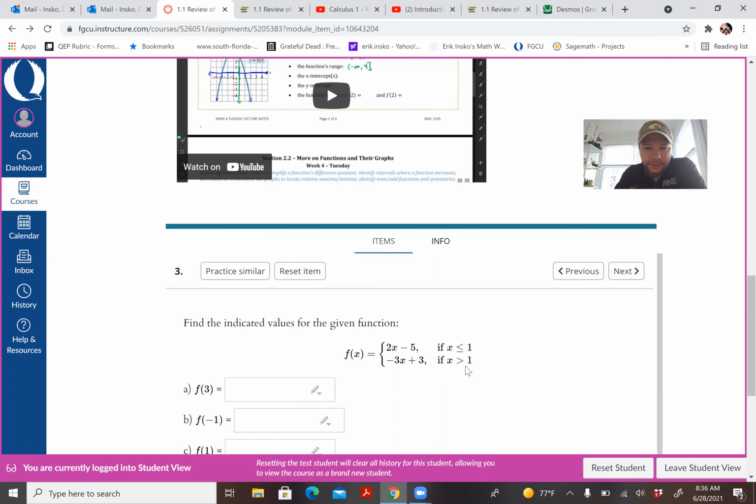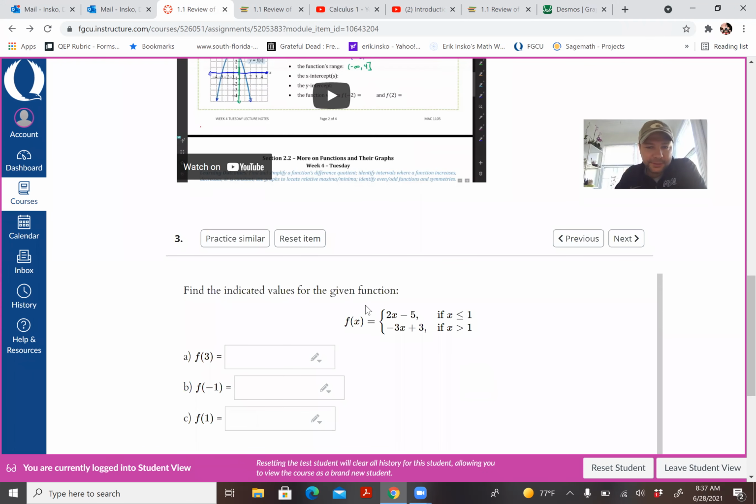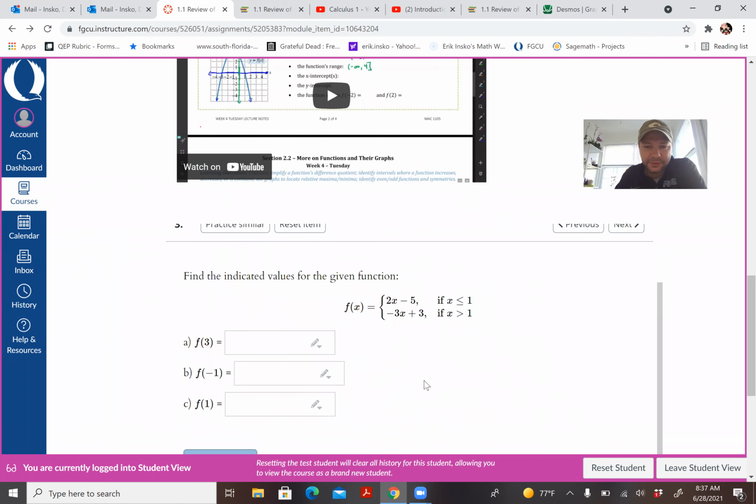Okay. So this next one is a piecewise defined function. Piecewise defined functions are really important in computer programming because this is basically saying if x is less than or equal to -1, then we're going to follow this rule. We're going to make the function 2x minus 5. And if x is greater than 1, then we're going to follow the rule -3x plus 3. So this is important in computer programming.